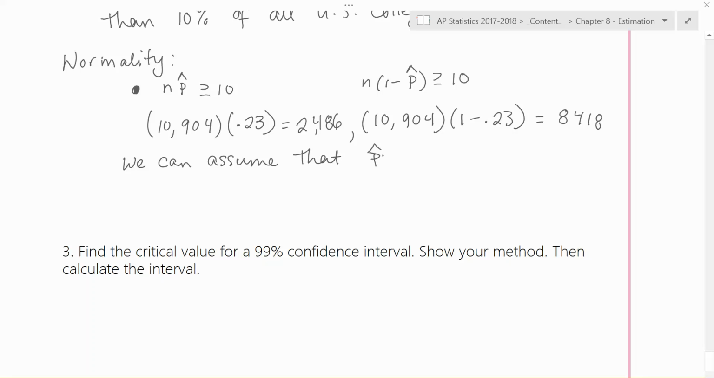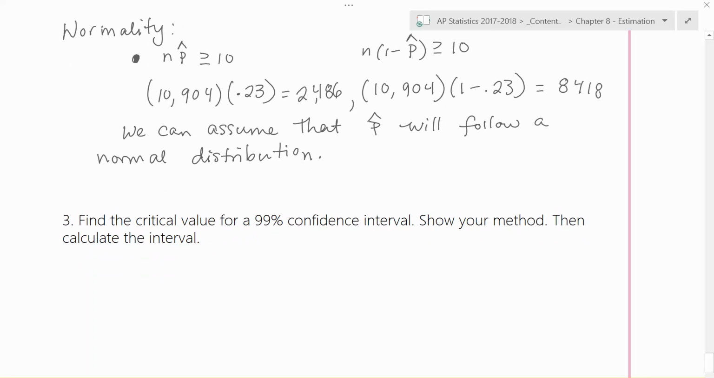and this part's really important. We want to identify what is the random variable here. It's the sample proportion. We can assume that the sample proportion will follow a normal distribution if we were to take many repeated samples of the same size from this population.